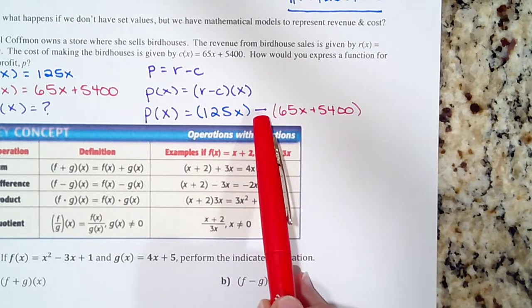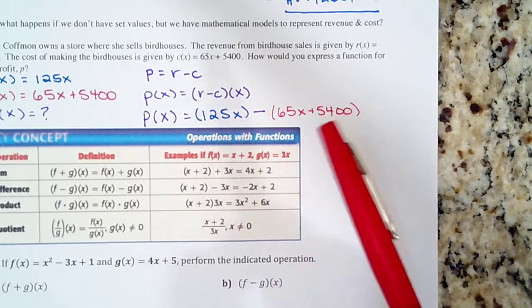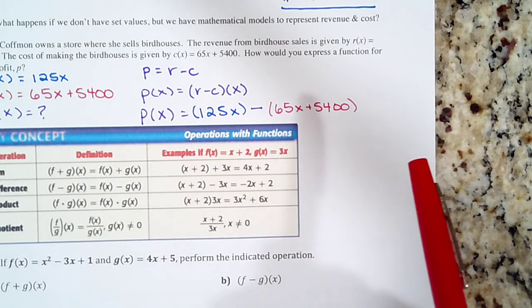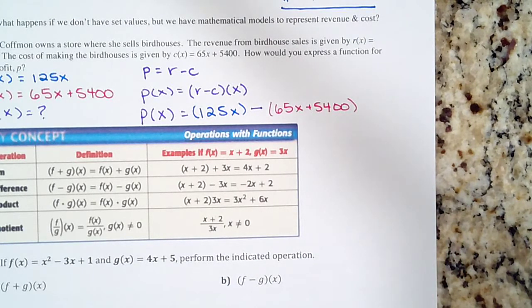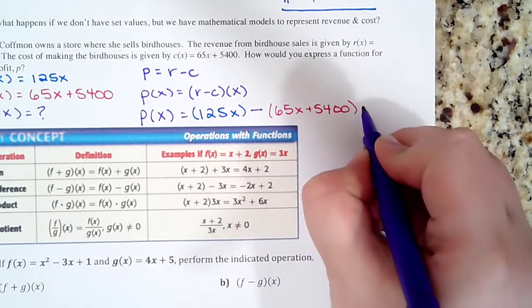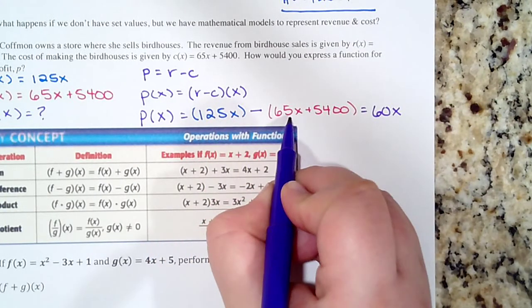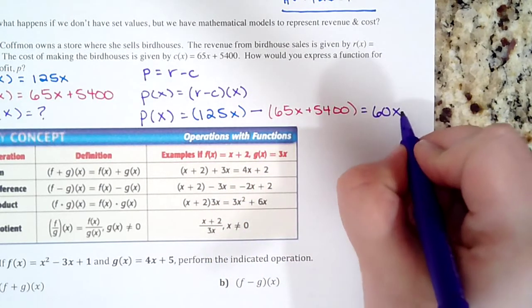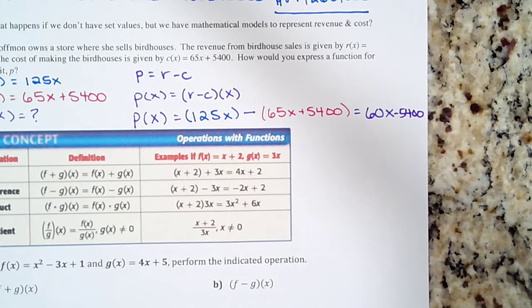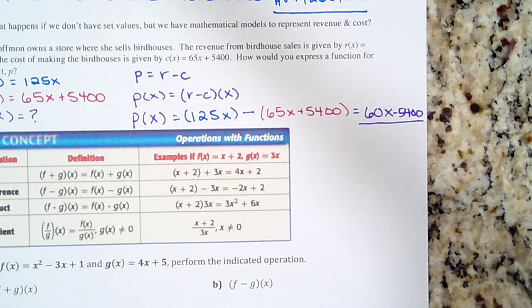Well, the problem is we have a subtraction sign in the middle. That subtraction sign causes a problem because if we don't distribute it to both pieces of our cost expression, we aren't representing the correct profit. I need to make sure that when I complete this expression, I distribute that to both terms. And when I do that, I'm going to get 125x minus 65x, minus that 5,400, because I have to make sure that I am subtracting there. All right, tricky word problems.